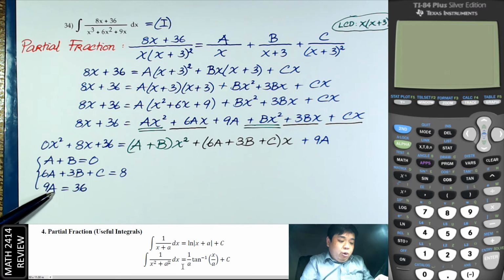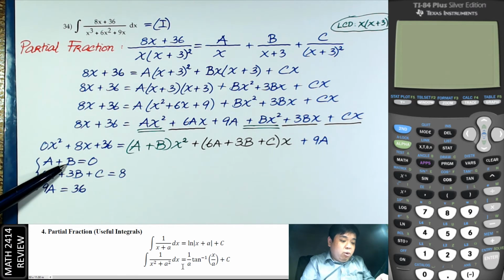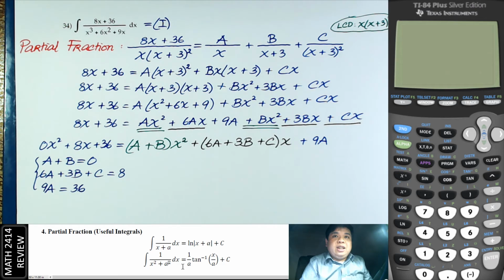So a is equal to 4. Substitute in here, b is equal to negative 4. And substitute in here, we can solve for c.